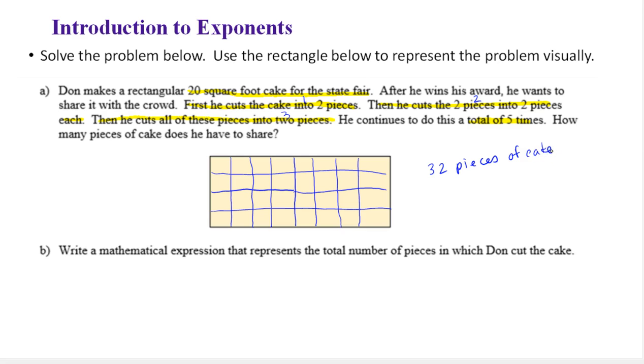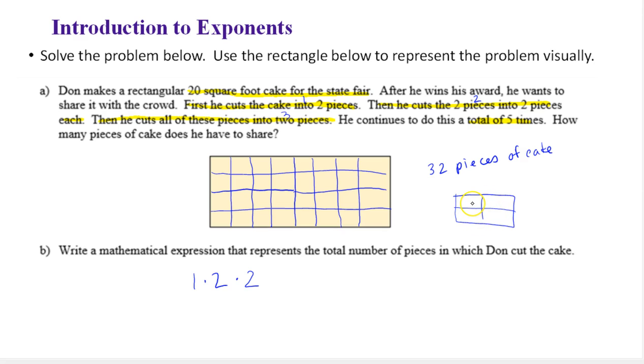Now, how are we going to represent this mathematically? So let's think about what we did. Okay, so he had one big piece and he cut it into two pieces. Okay, so I'm just putting the 1 there to represent the original piece of cake. And when he cut it into two pieces, you can multiply by 2. Then when we cut the two pieces, let's make a little visual of this. 1 is now 2. Then he cut the two pieces in two pieces. Well, that makes 4. So we'll multiply by 2 again.